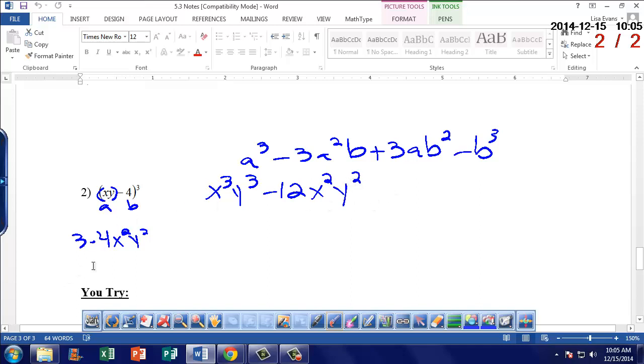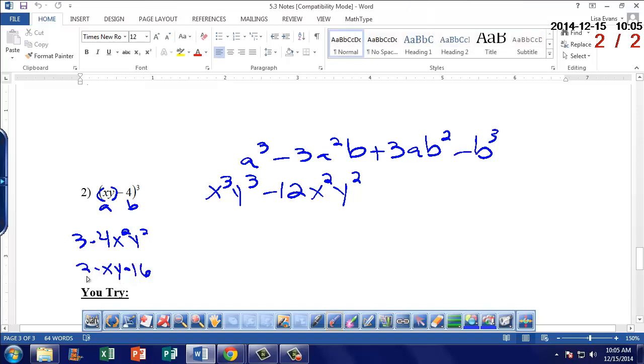Now I'm going to do the same thing. I'm going to do a times b squared. B squared would be 16, then times 3. So 3 times 16 is 48, x, y. And then I'm going to do b cubed, which would be 4 times 4 times 4, which is 64. Okay? This is my final answer.